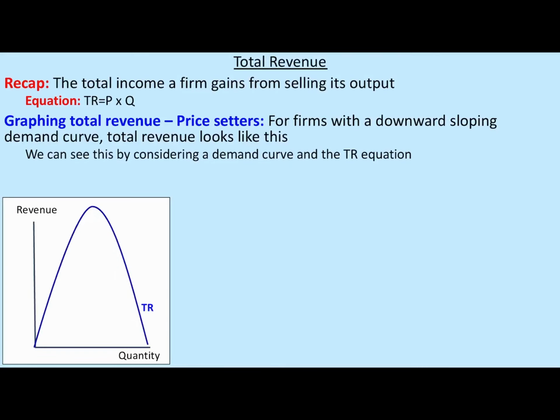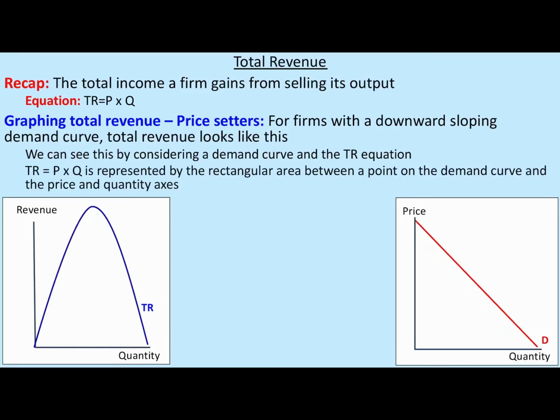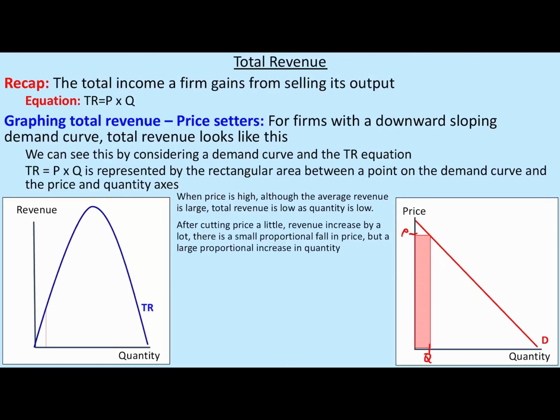We can see this is the case by considering a demand curve as well as our total revenue equation, TR equals price times quantity. Price times quantity is represented by the rectangular area between a point in the demand curve and the price and quantity axes. So here, when price is high, although the average revenue is quite high up here, the quantity is very low down here, and so the total revenue we generate is relatively low.